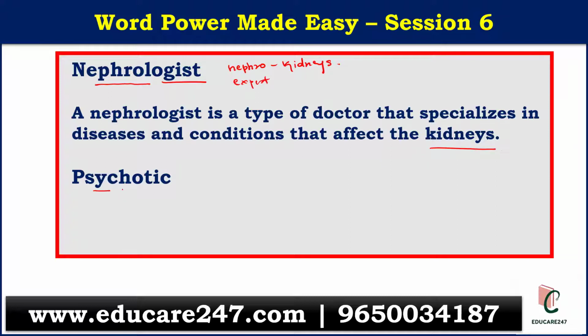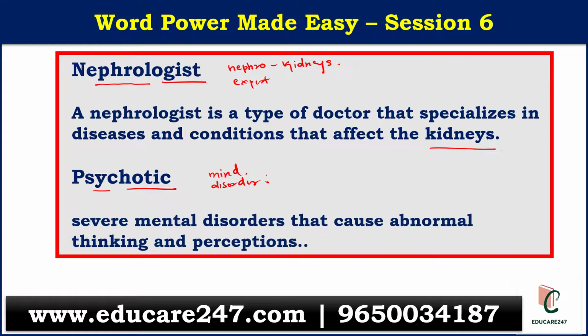Next we have psychotic. So psycho again means mind, and otic is termed as a disorder. So a severe mental disorder that causes abnormal thinking and perception. When psychosis moves into a disease state, the patient will be called psychotic. So I could say that this is basically the adjective form of the word psychosis.